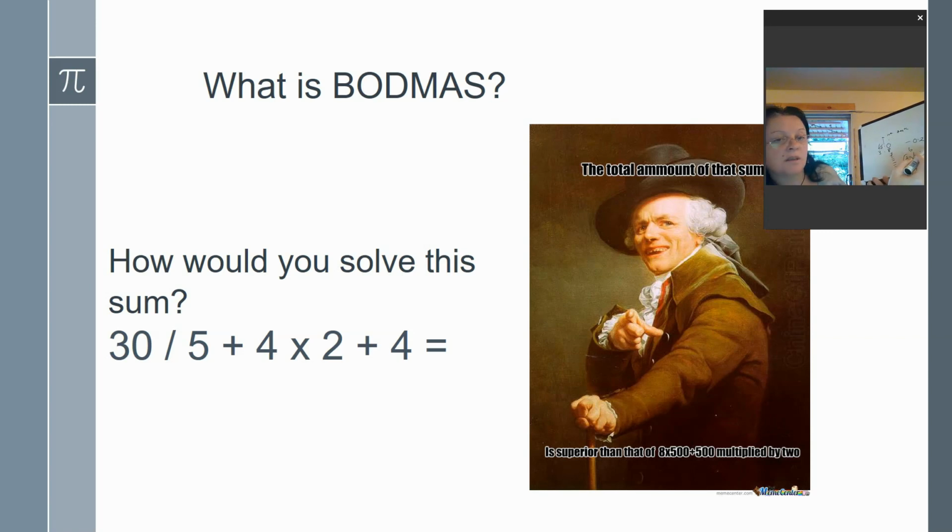So we go 6 plus 8 is 14. And then we add the 4, and that is 18. So we split that up. We did the division first, then we did the multiplication, then we did the addition to get 18.